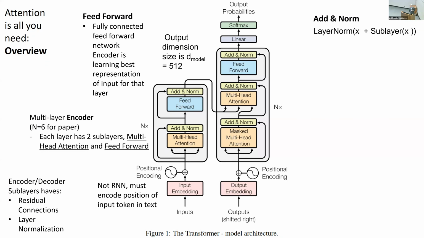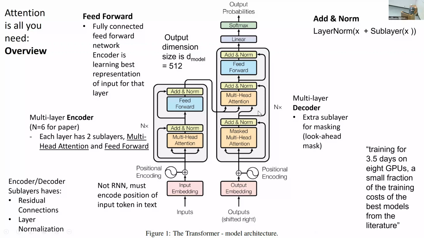And output dimension size for this model is 512. Again, it's like 2K for GPT-3. And then the decoder has this little extra sublayer that's gone. So if I was going to draw the GPT-2 or GPT-3, I'd kind of get rid of this extra bit right here. But you do have this masked multi-head attention that you don't have in the encoder. I'll talk about that masking a little bit later.